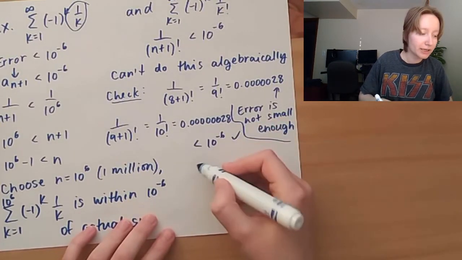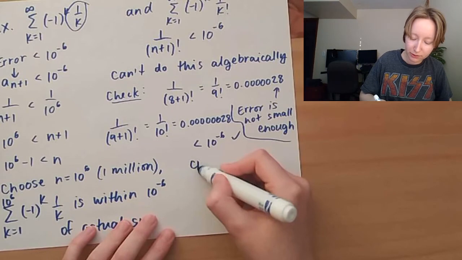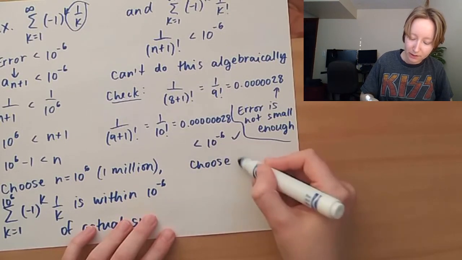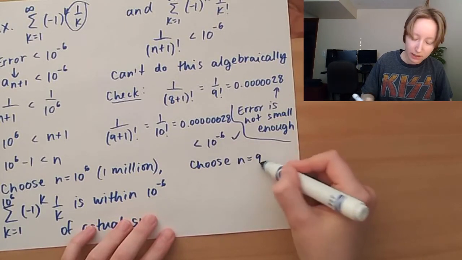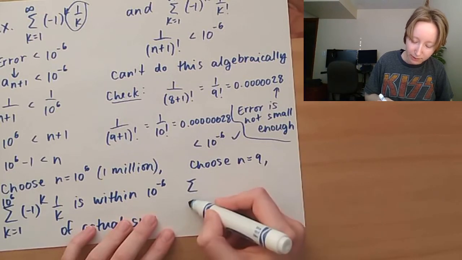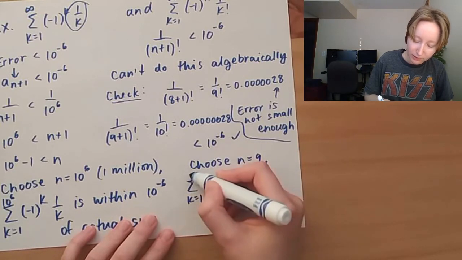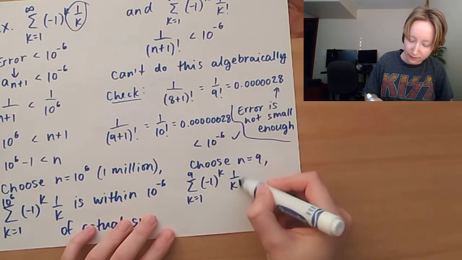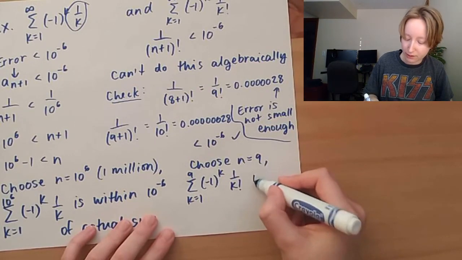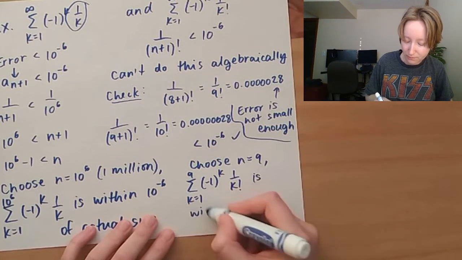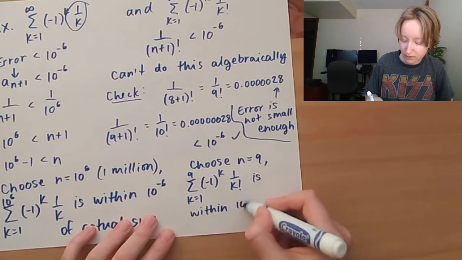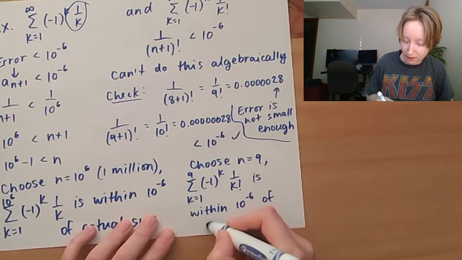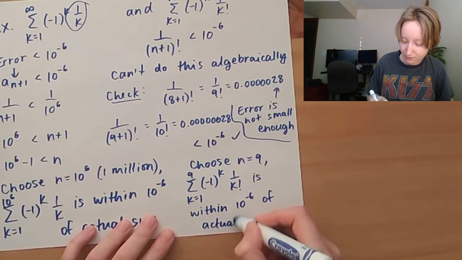Right, so in this case, this checks out, and what do I choose? n is equal to 9, and then my partial sum, going from 1 to 9 of negative 1 to the k, 1 over k factorial, is within 10 to the negative 6 of the actual value.